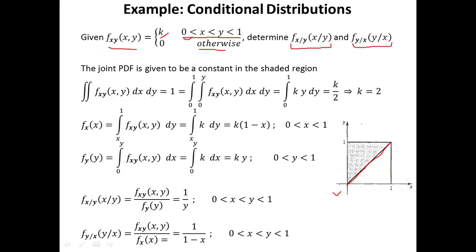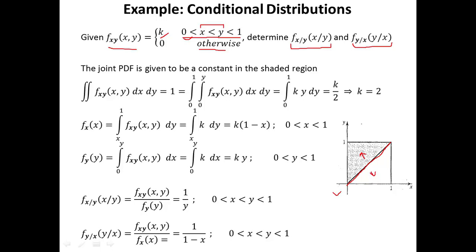Below this line it represents x greater than y. Above this line represents x less than y. So within the condition we have given as x less than y, means we are interested only in the region above this line.